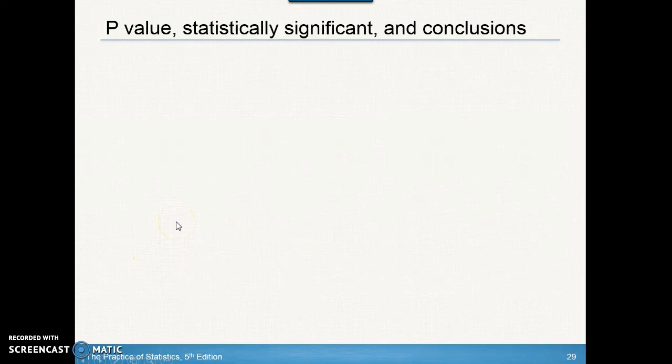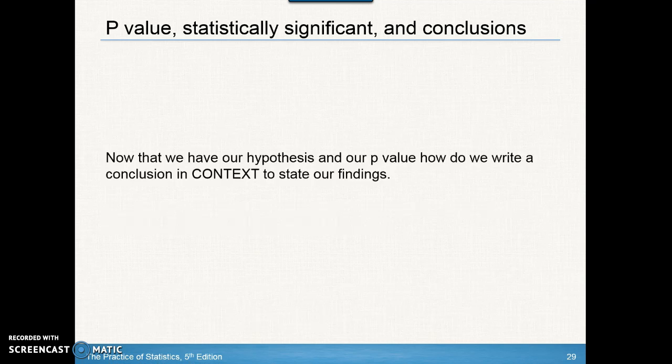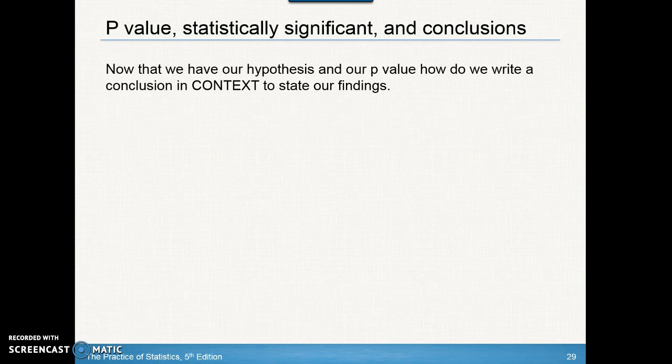Okay, so let's take a minute and talk exactly about what a p-value is, statistically significant, and what the conclusion should look like when we're doing tests of significance. All right, now that you know our hypothesis, how to write one, and what your p-value is, this is how you're going to write a conclusion in context in order to state our findings, okay?